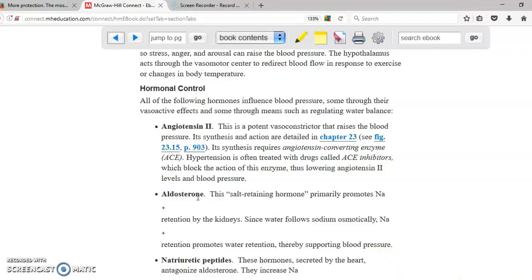Aldosterone, the main job of the aldosterone is stimulating to reabsorb sodium, and because aldosterone reabsorbs sodium, water will follow due to osmosis, and since water follows, it will increase the blood pressure because obviously water will increase the amount of fluid in the blood.